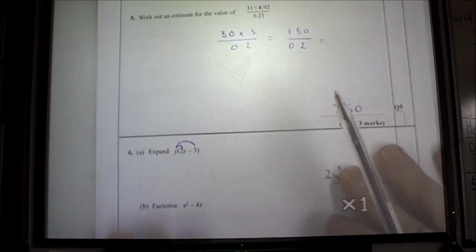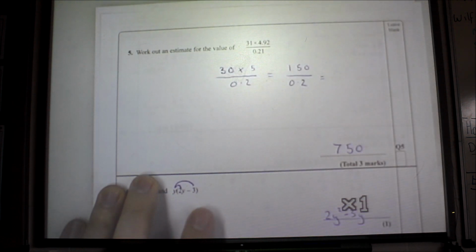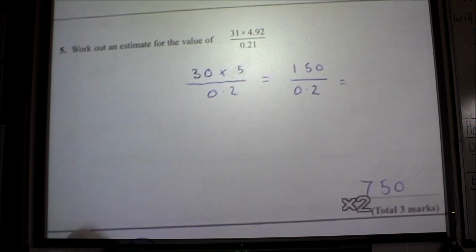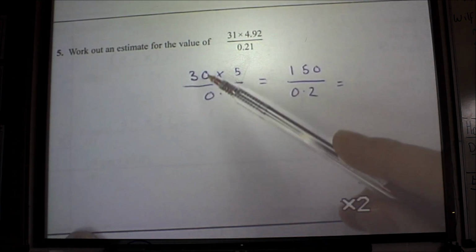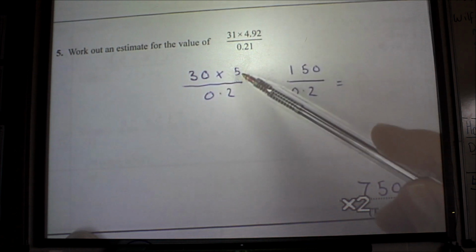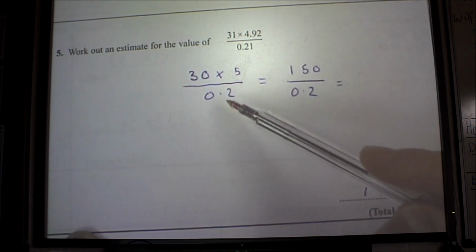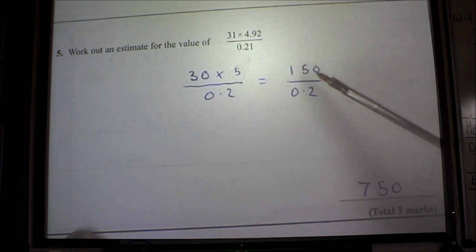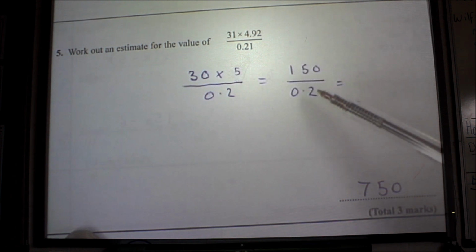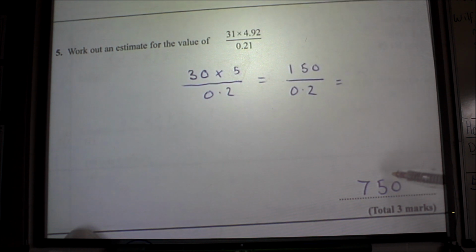Question 5. Work out an estimate, so don't work out the exact value, estimate, round them. So 31 rounds to 30, 4.92 rounds to 5, and 0.21 rounds to 0.2. 30 times 5 is 150, 150 times 0.2 is 750.